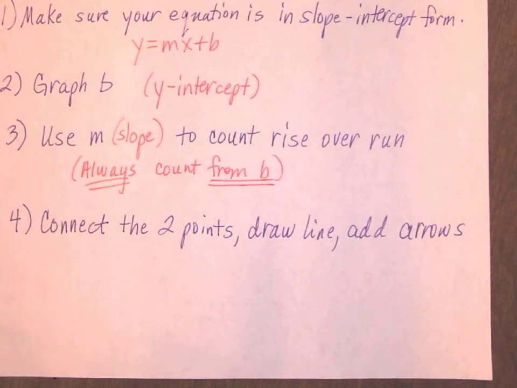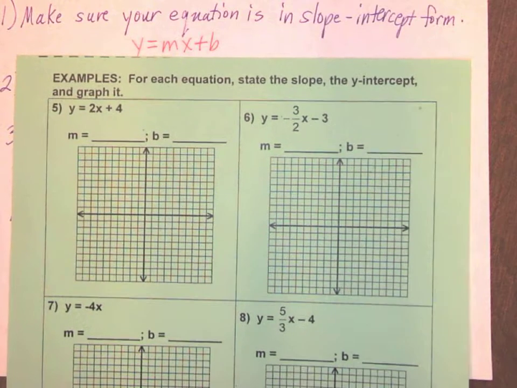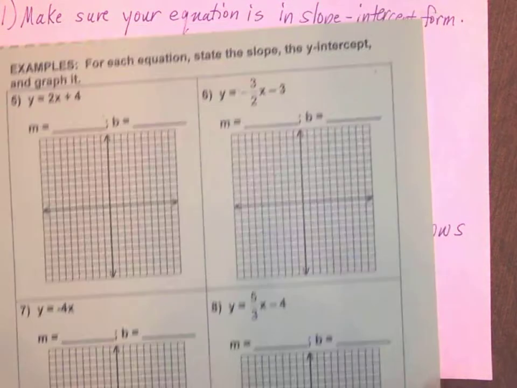And therefore, what would your domain and range be? If a line has arrows going forever in both directions, your domain and range would be all real numbers. So let's look at how to graph some of these.